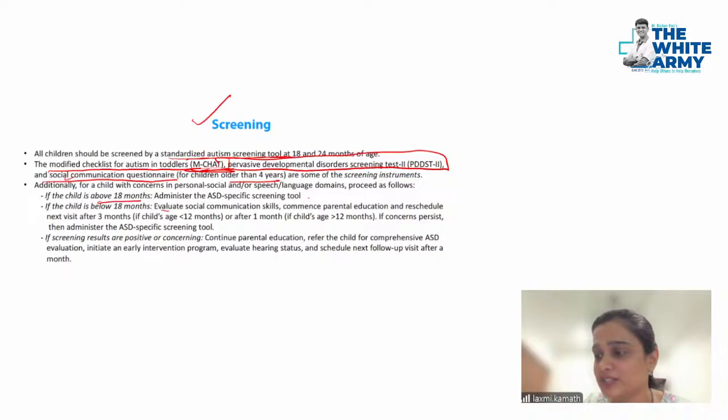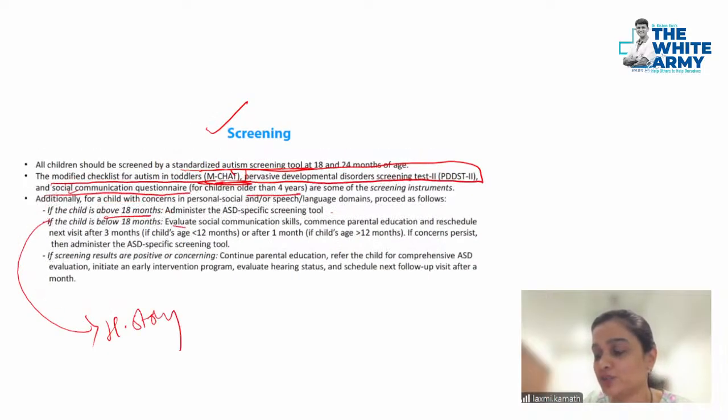If it is below 18 months, it usually goes by history. Again, history is very important. That is why we should know all our developmental milestones very well. Okay.